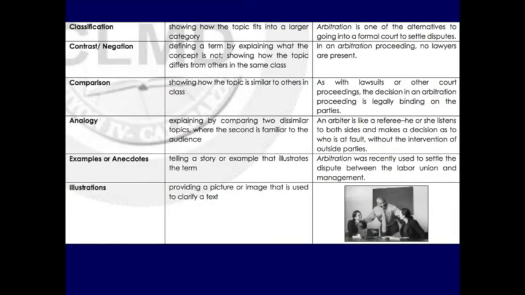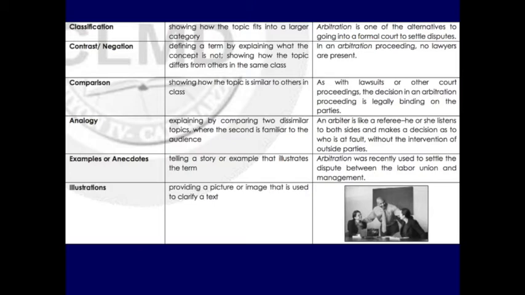Classification: showing how the topic fits into a larger category. Arbitration is one of the alternatives to going into a formal court to settle disputes. Contrast or negation: defining a term by explaining what the concept is not, showing how the topic differs from others in the same class. In an arbitration proceeding, no lawyers are present. Comparison: showing how the topic is similar to others in the class. As with lawsuits or other court proceedings, the decision in an arbitration proceeding is legally binding on the parties.